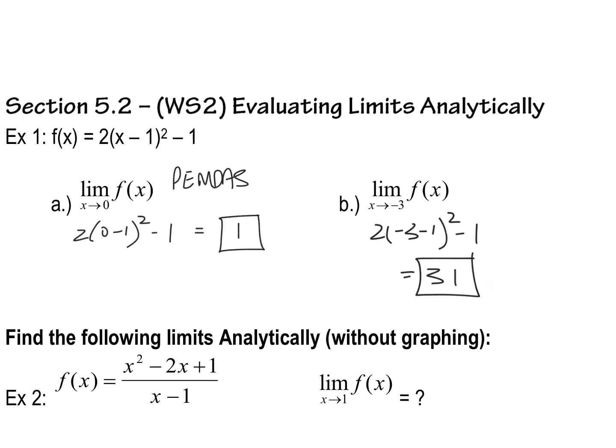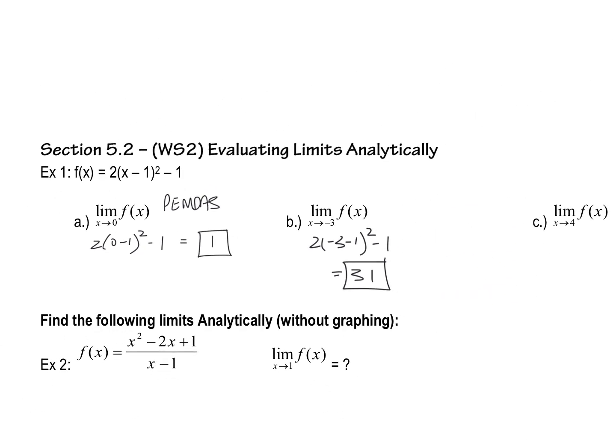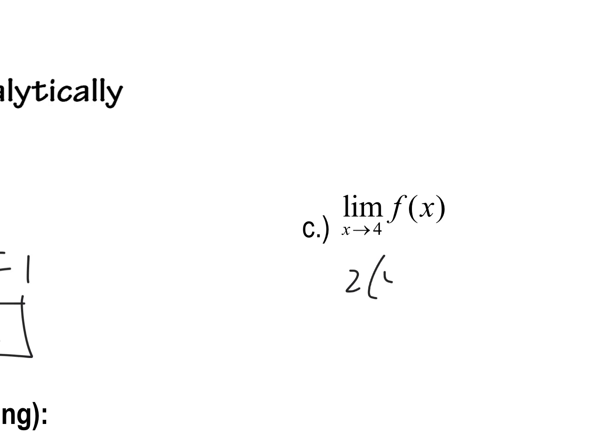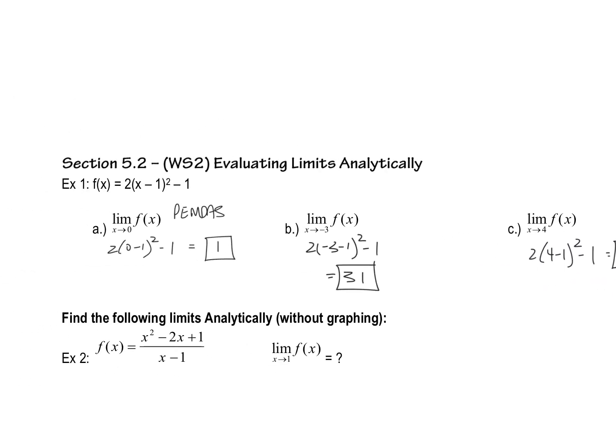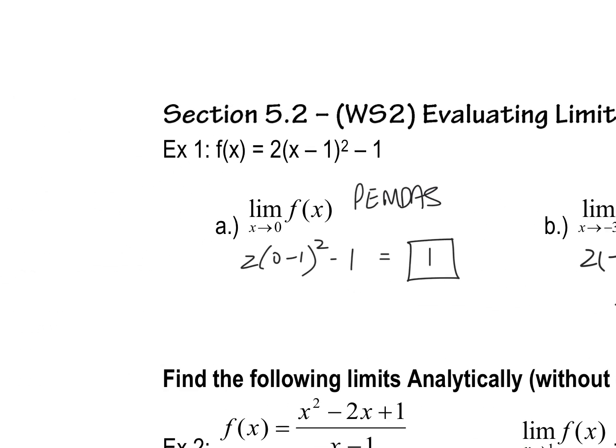Okay, and then last one, I'm going to plug in 4. So I get 2 times 4 minus 1 squared, minus 1. 4 minus 1 is 3, squared is 9, times 2 is 18, minus 1 is 17. So there you go.